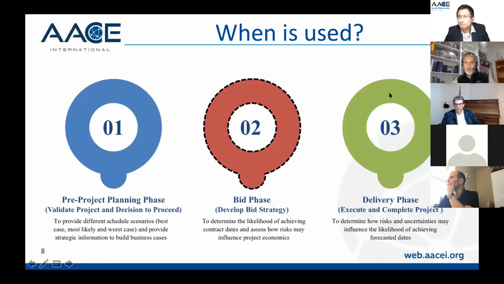So when is it used? When do we use the schedule risk analysis? You use the SRA at different stages of the project. Our session today is mainly for the bid phase. So we're doing this on the assumption that sufficient risk assessment has been completed to sanction the project before we move to the next phase, the bid phase and the delivery phase.